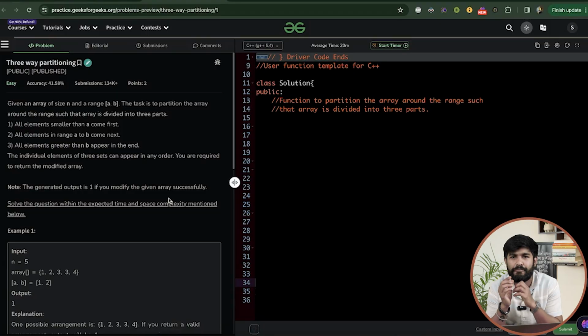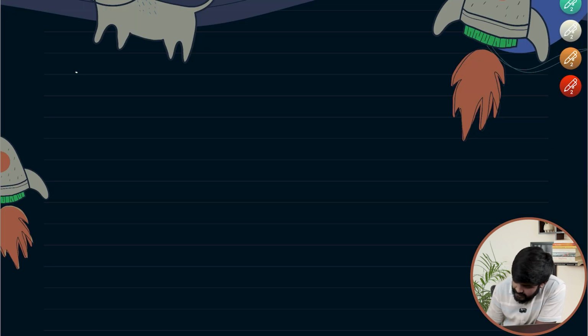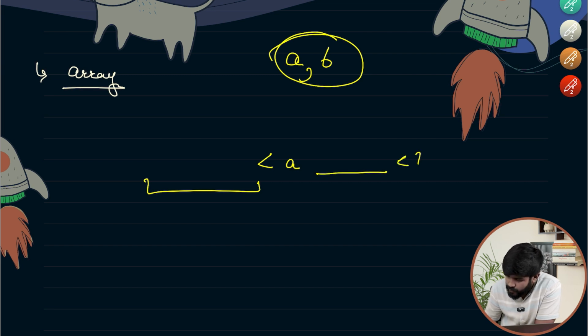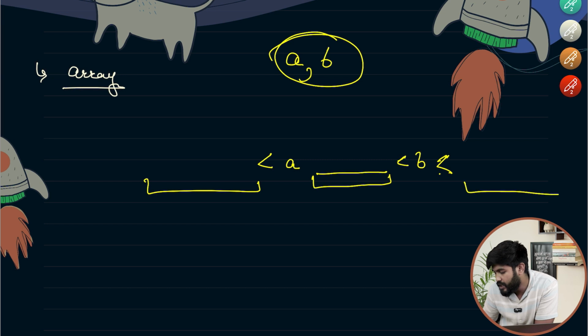I'm Siddharth Hazra and today we would be discussing three-way partition. So in this problem, you are given an array, and you are also given A and B. What you need to do is all the elements which are less than A should be here, all the elements which are in between A to B should be here, and all the elements which are greater than B should be in the end.